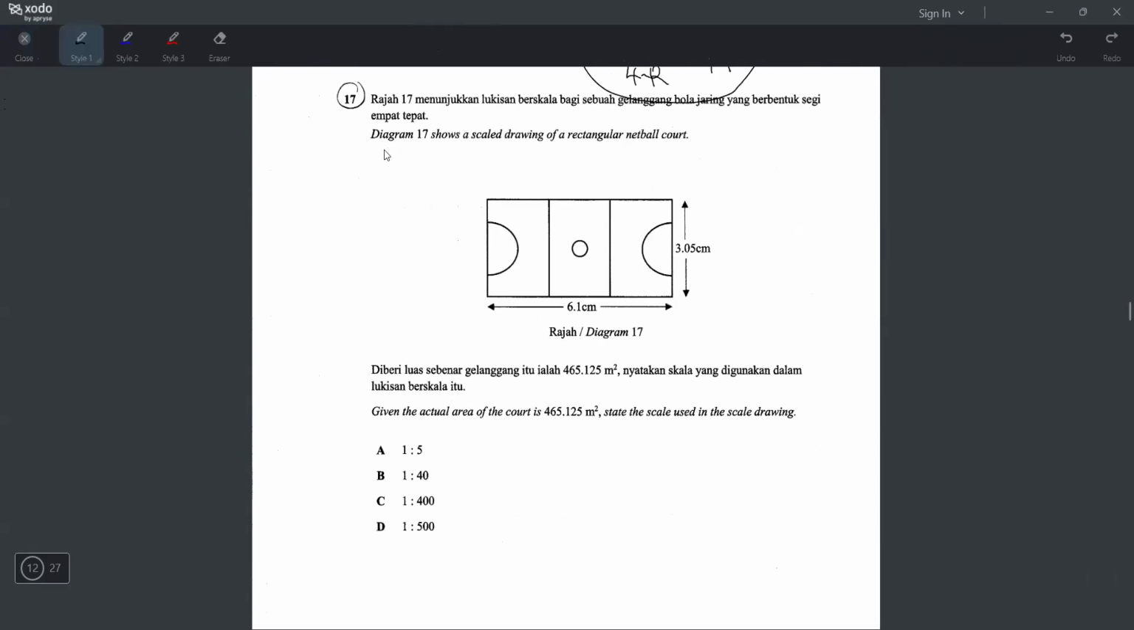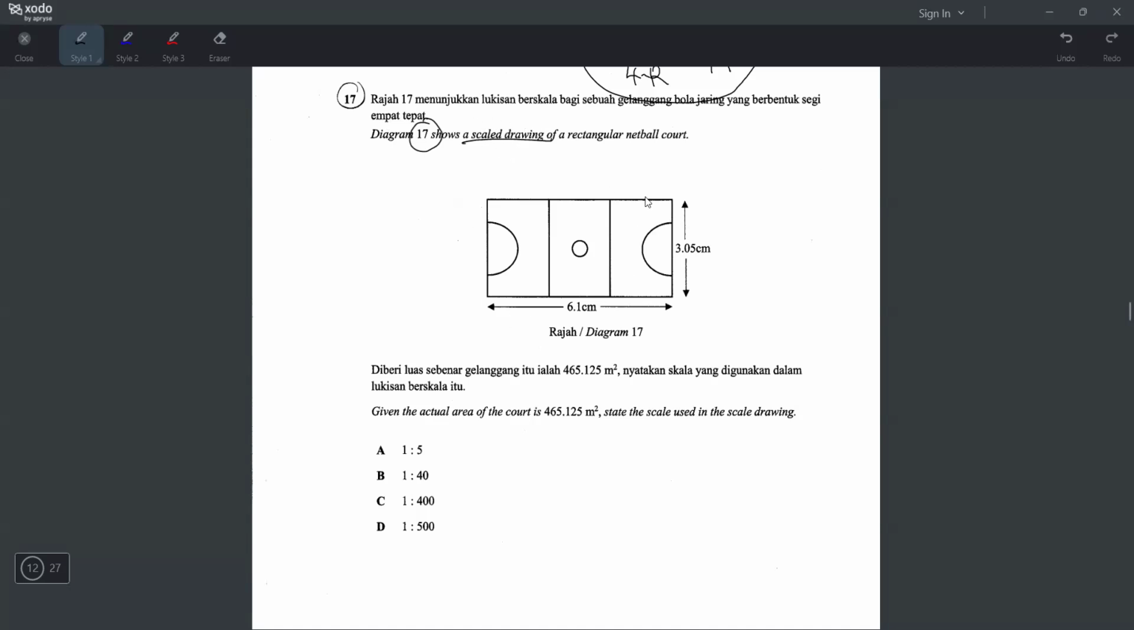Okay, number 17, let's go. Diagram 17 shows a scale drawing of a rectangular netball court. This chapter, this topic, you learn it in lower form, like form 1, form 2, form 3. I don't remember clearly which form, but I know you learn it in lower form. There's a chapter called scale drawing.